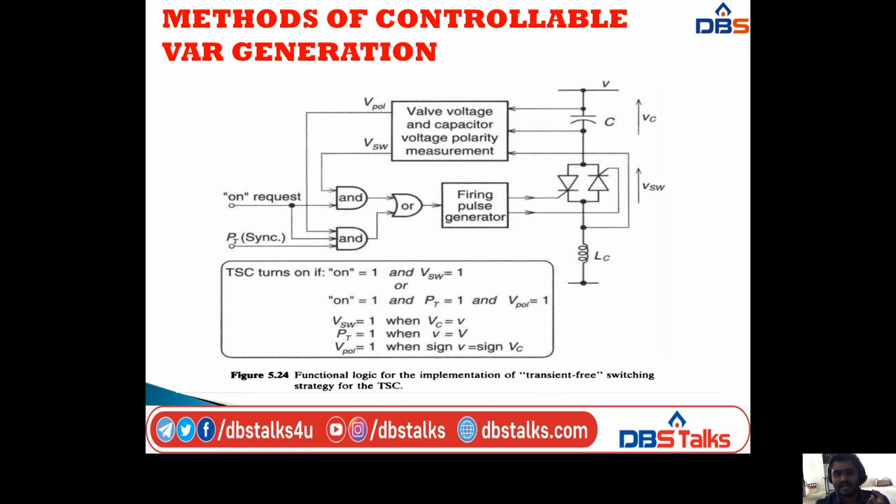The AND gate logic is given to the valve voltage and capacitor voltage polarity measurement, and this is given to the capacitor connection. This firing pulse generator is given to the one thyristor valve, which consists of one reactor.